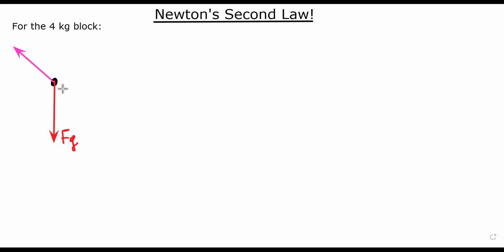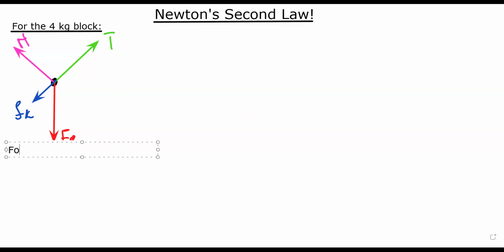We have the tension force, which is pulling this block upwards along the incline. And of course, we also have the kinetic frictional force, which opposes the motion of this moving object. So this is what we have. And of course, here we have tension, and here we have the normal force. Then we need to come back and draw the free body diagram for the 8 kg block. So this is how it's going to look.